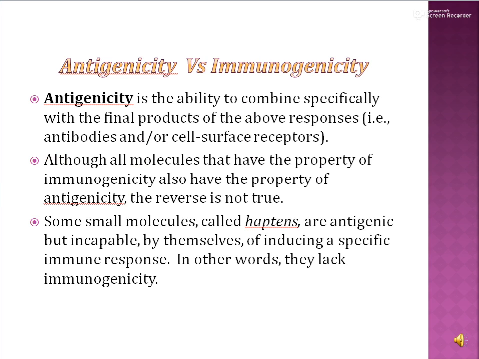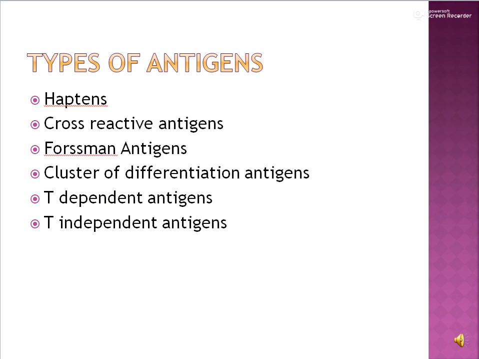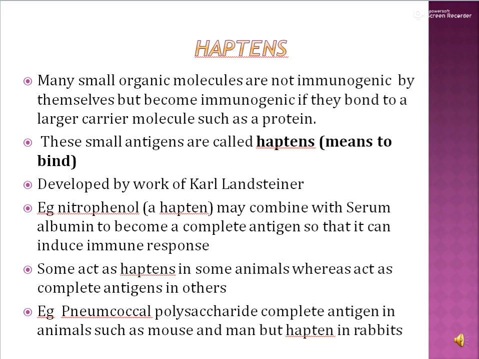Now, keeping this concept in mind, we will talk about the different types of antigens. We come across different types of antigens within our body, and let's move on to what they are. We have haptens, reactive antigens, Forssman antigens, cluster of differentiation antigens, T-dependent antigens, and T-independent antigens, and let's explore what they are. Coming to the first one, the hapten.